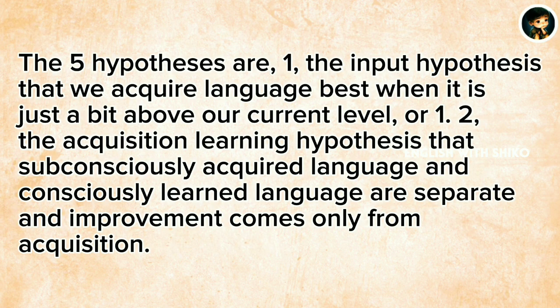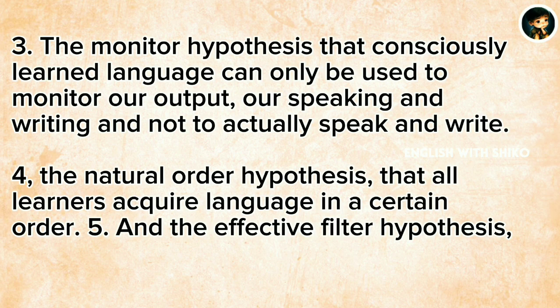The 5 hypotheses are: 1. The input hypothesis, that we acquire language best when it is just a bit above our current level, or i+1. 2. The acquisition-learning hypothesis, that subconsciously acquired language and consciously learned language are separate, and improvement comes only from acquisition. 3. The monitor hypothesis, that consciously learned language can only be used to monitor our output, our speaking and writing, and not to actually speak and write. 4. The natural order hypothesis, that all learners acquire language in a certain order. 5.